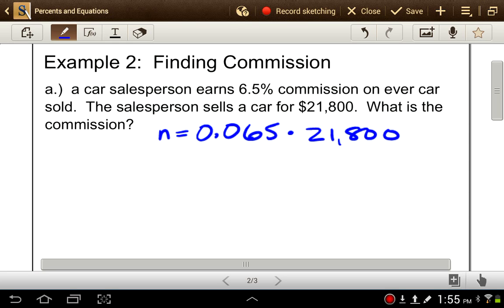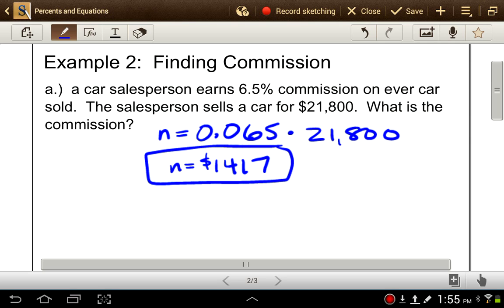When I multiply that together, I'm going to end up with N equals 1,417, and that is in dollars, so that's $1,417. Okay, so if you're a salesperson and you sell a car for $21,000, that's your commission. You'll make $1,400 on that one sale of that car. So you can see selling a couple cars a week is going to be a pretty good income for you.